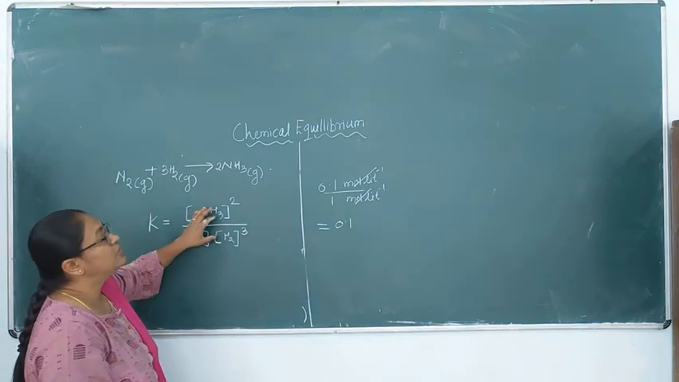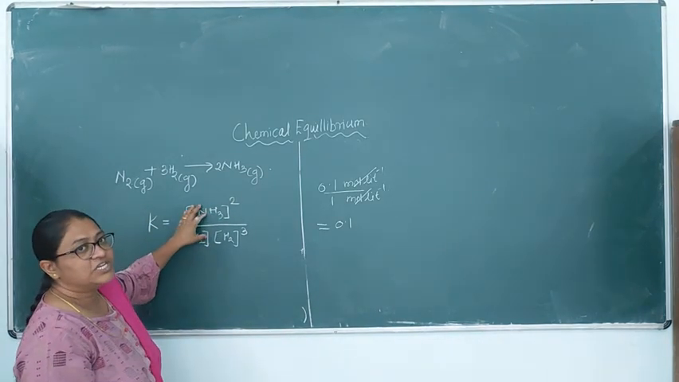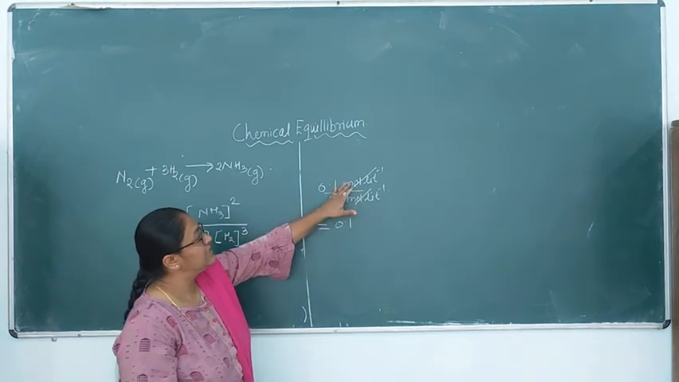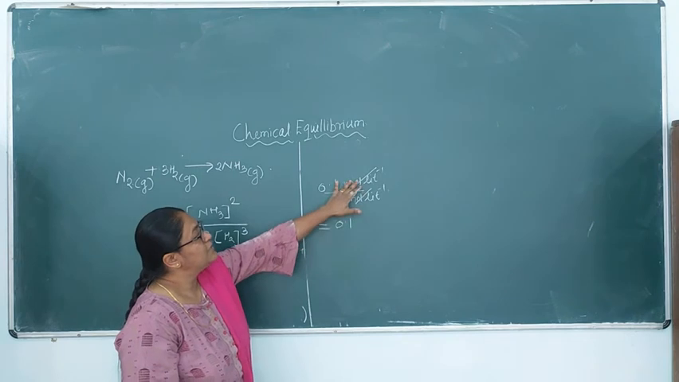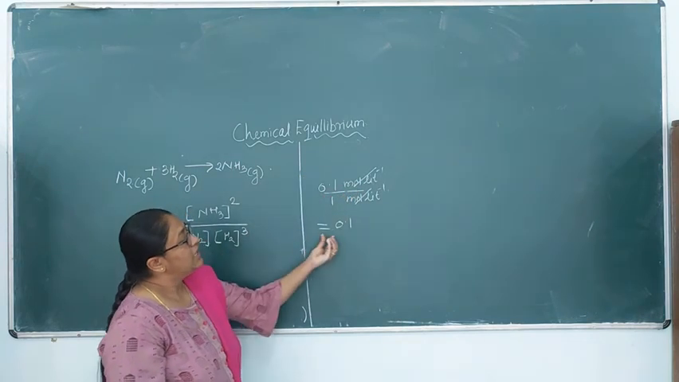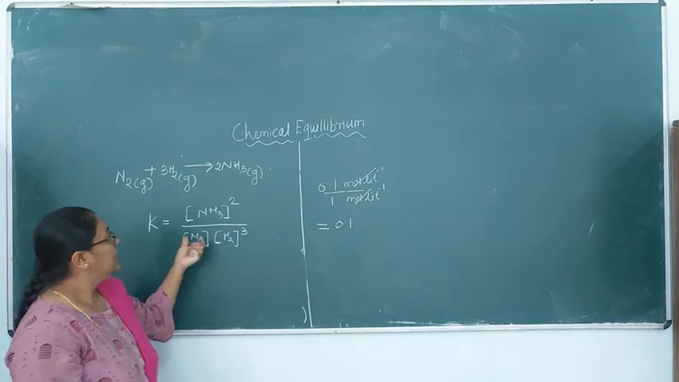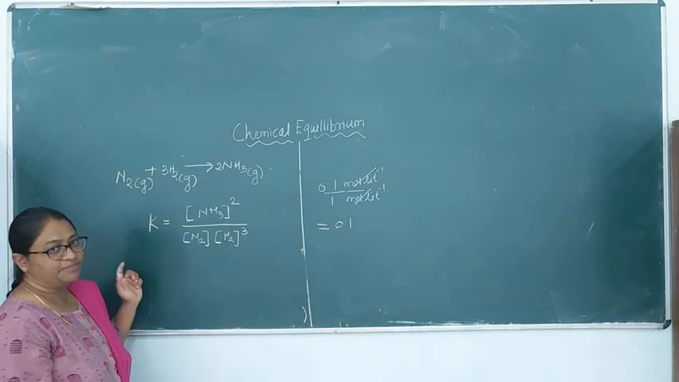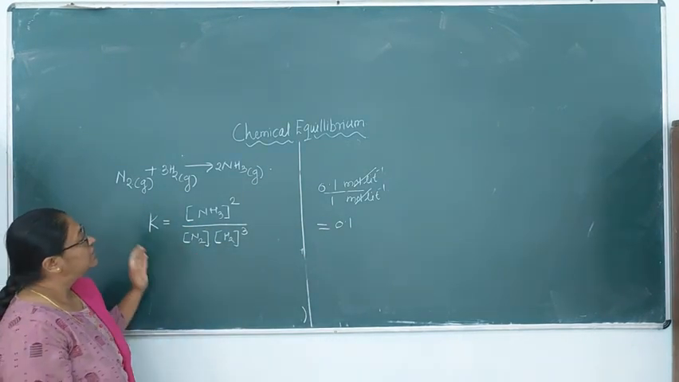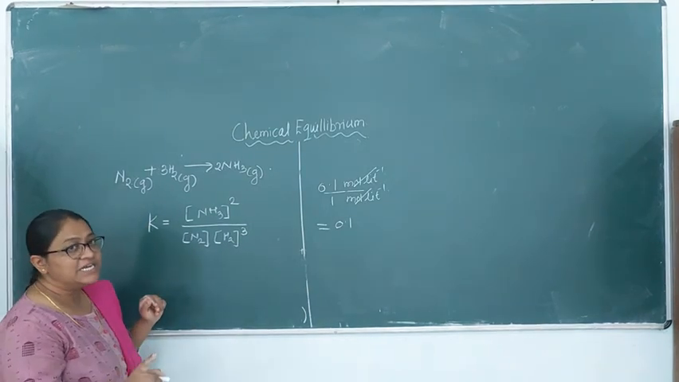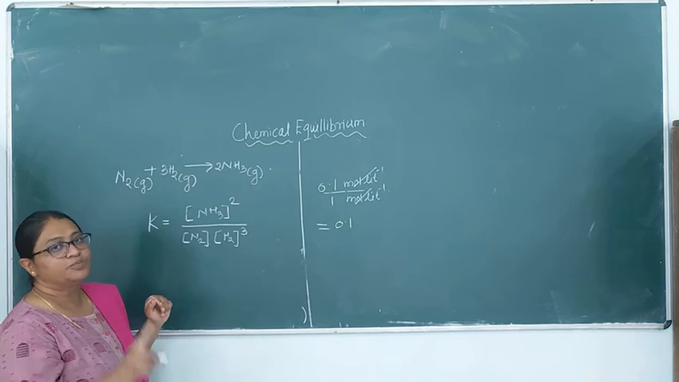So while substituting all these concentrations, when they are considered in moles per liter, they are divided by 1 mole per liter. So the unit gets cancelled and you get a unitless concentration, which can be substituted here in the equation of the equilibrium constant. So this is the equilibrium constant for this reaction when the concentrations are considered in moles per liter.